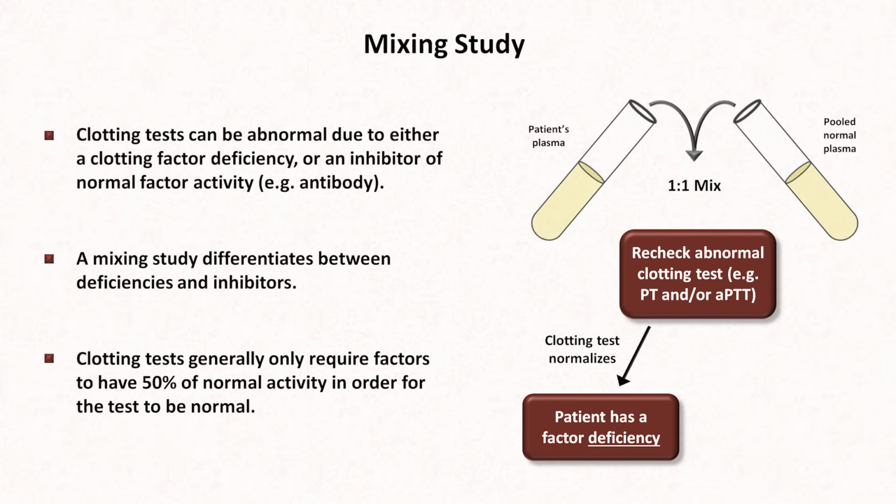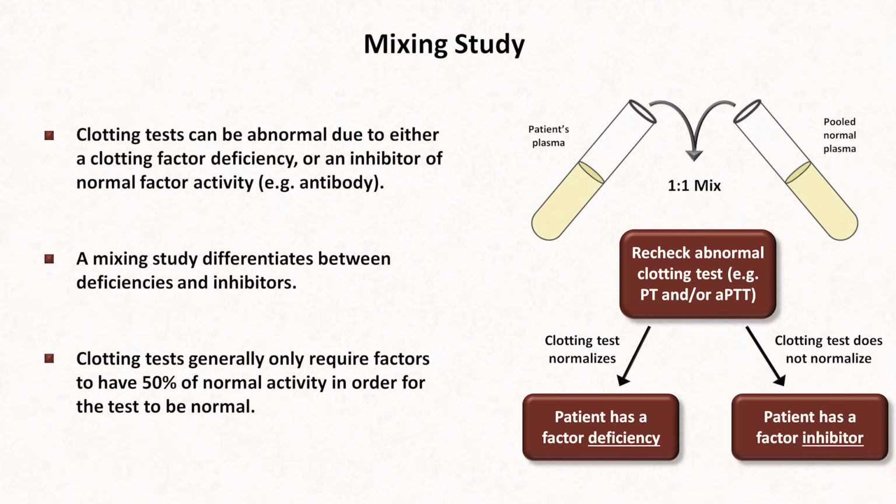But if the clotting test does not normalize, the patient must have a factor inhibitor, because when factor inhibitors are present, their concentration is usually high enough to inhibit the additional factors added to the mix from the normal plasma. The one caveat to this relatively simple test is that some inhibitors require time to inhibit the clotting factors that have been added from the normal plasma.